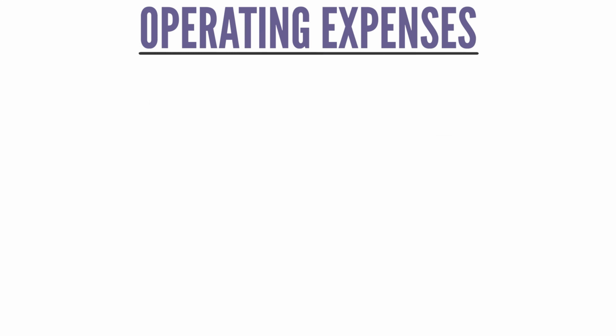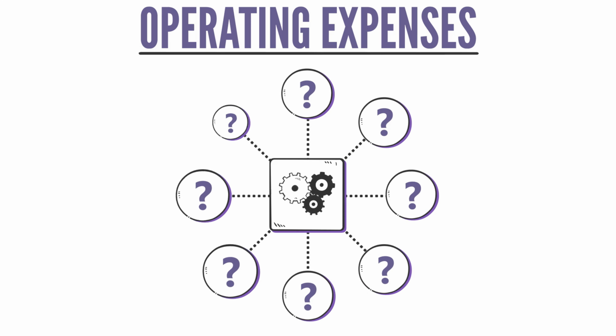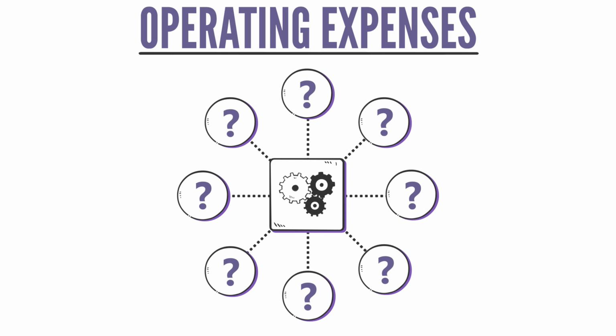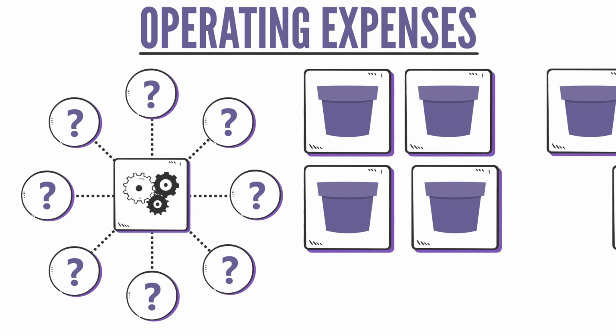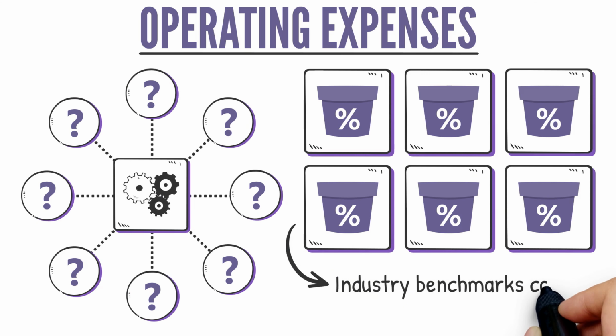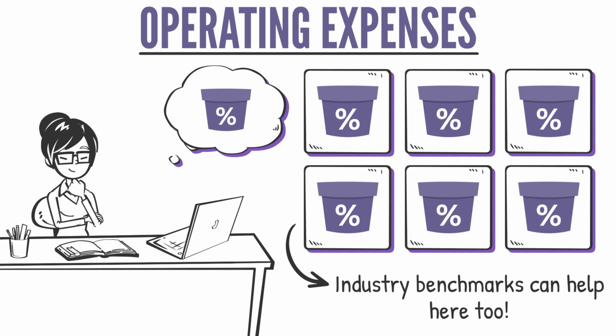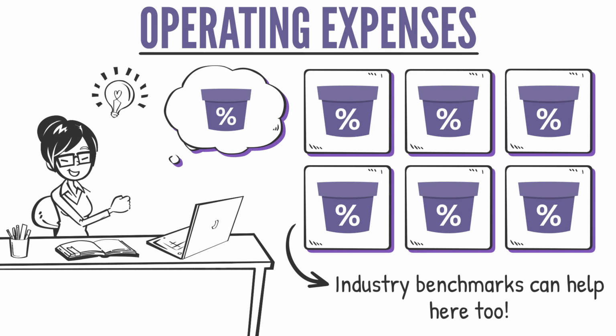After that comes operating expenses, which cover everything else. You can organize these in whatever order is most useful. You can group costs into categories or pots so you can track each as a percentage of revenue. Industry benchmarks can help here too. Keep an eye on the pot that represents the biggest percentage of your revenue. It's often the area where you can have the greatest impact on profit.